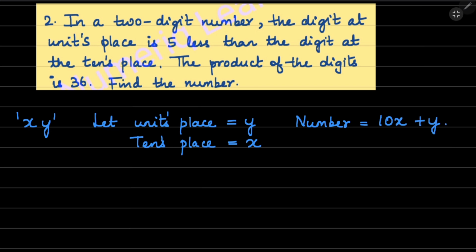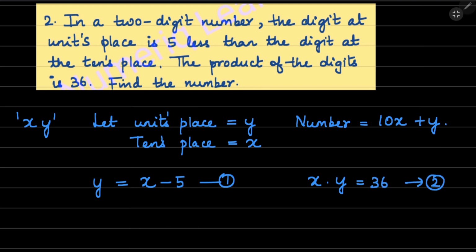Now let's read it. Okay. In a two-digit number, the digit at the units place, that is y, is 5 less than the digit at the tens place. What is the digit at the tens place? It is x. So 5 less than x. This is the first equation. Equation number 1. The product of the digits is 36. x into y is given as 36. This is your equation number 2.